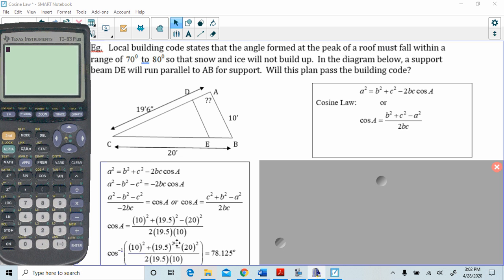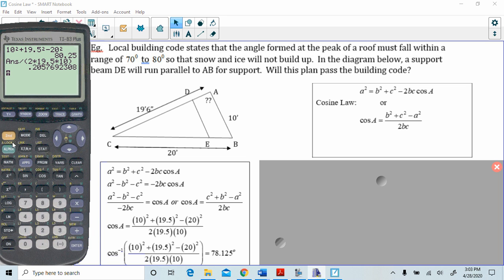Okay, so I'm going to take everything on the top, divide by everything on the bottom, and then we'll do a second function just so there's no mistakes due to brackets. So we'll just do 10 squared plus 19.5 squared minus 20 squared. So that's the top. And then we'll divide by 2 times 19.5 times 10. So we get that number there.